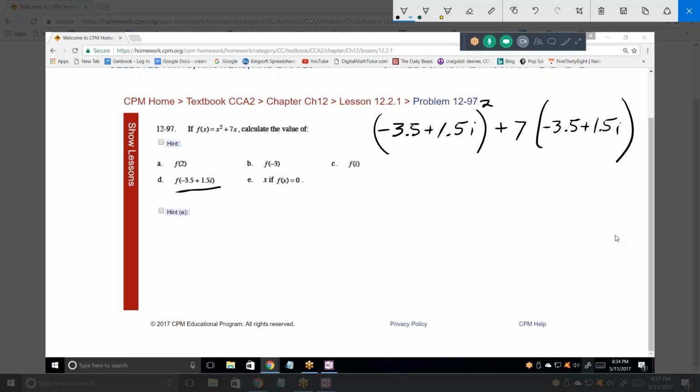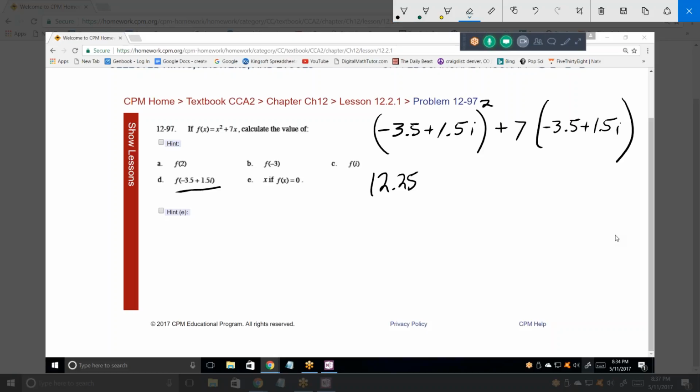Now, square that, what do we get? Why would they give us such strange numbers that you can't square easily? Put that in your calculator, I guess, and square it. 12.25. Just 3.5 squared, 12.25. What's the next term?